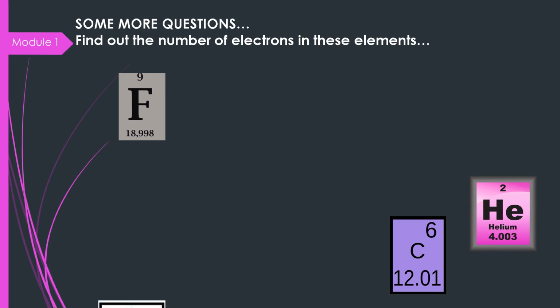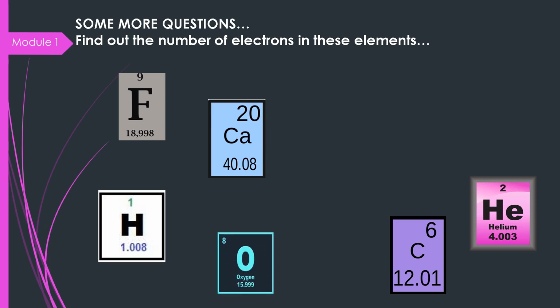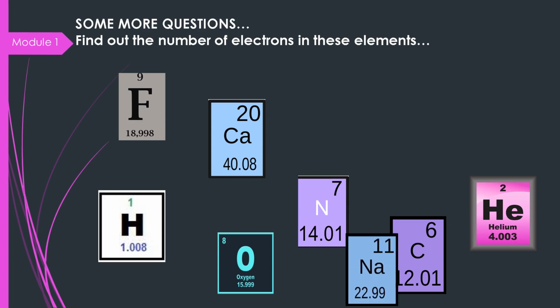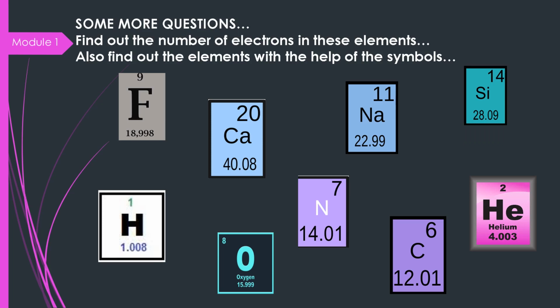Similarly, C represents carbon. 6 is written on the top, so that is its atomic number. He is given there, which is helium. 2 is given at the top, so 2 is the atomic number and so is the number of electrons. Na means sodium, Si means silicon, Ca means calcium, C means carbon, N means nitrogen, and so on.